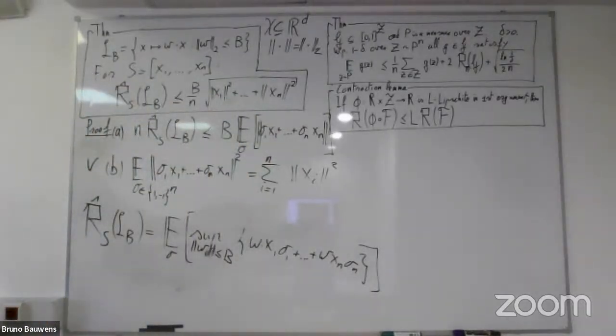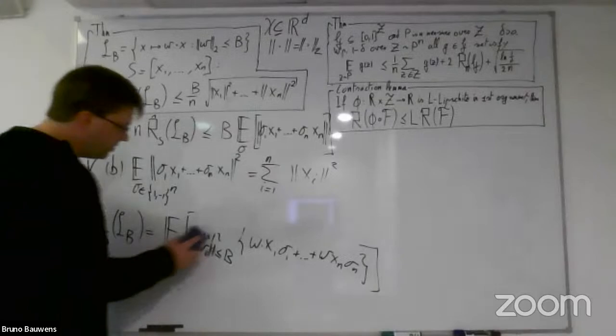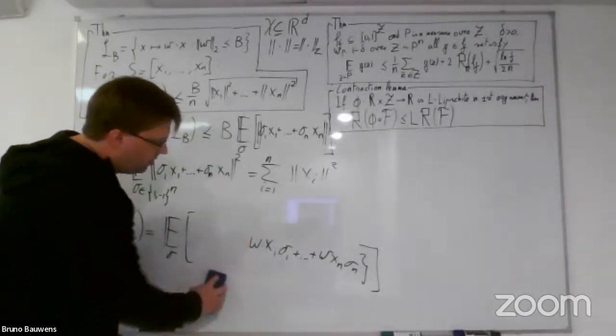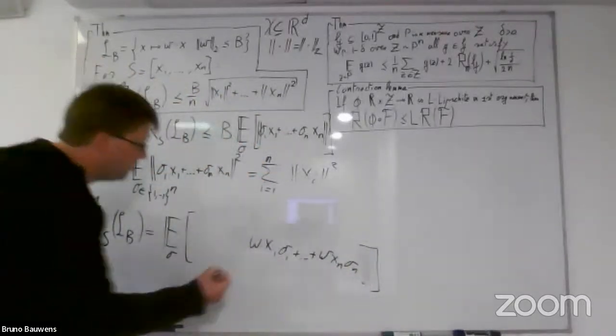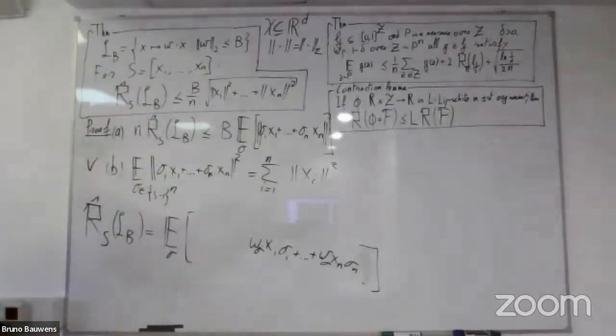Okay. And now it should be easy. So let us fix some notation. Let us first get rid of the supremum and define W sigma to be the W that maximizes the sum.